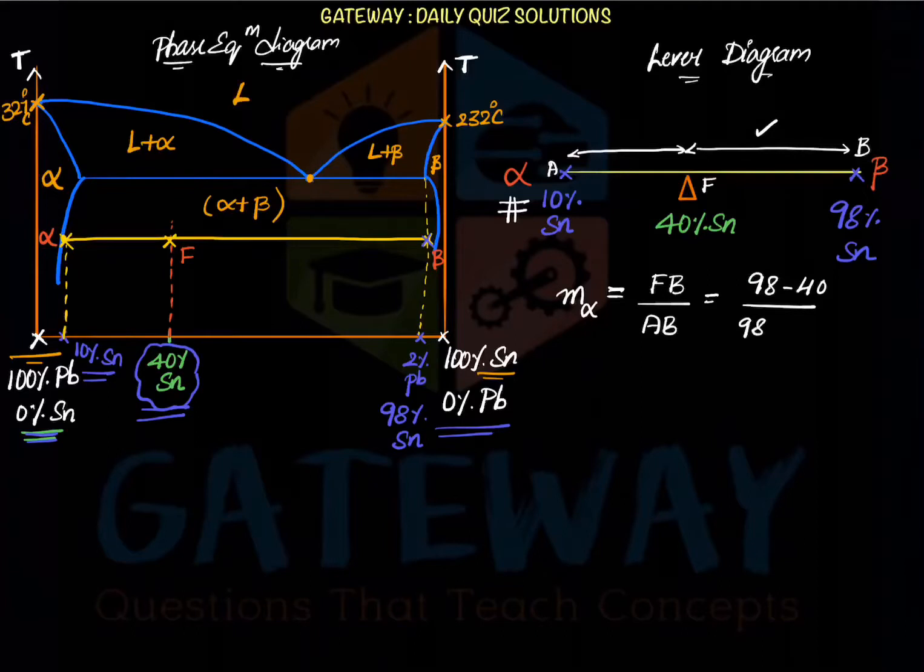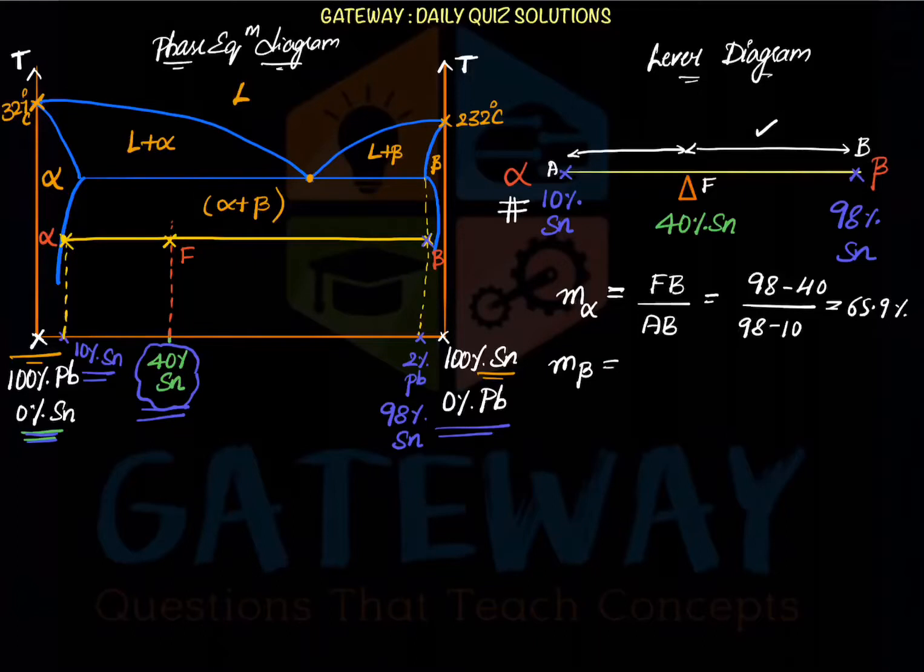which is nothing but 98% of tin minus 10% of tin, and this is the mass fraction. Then we will be getting it as 65.9%, close to 65.9%. Similarly we can take MB and we can calculate AF upon AB, but instead we can do it in this way.